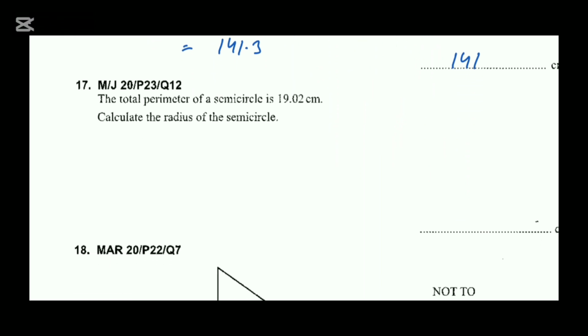The total perimeter of a semicircle is 19.2. Calculate the radius of the semicircle. So this is the semicircle. How will we solve it? Perimeter is given to you, so we will use the formula of perimeter: pi r plus 2r. Because the radius of the semicircle, this is r and this is also r. There are two radii. This is also a radius, this is also a radius.